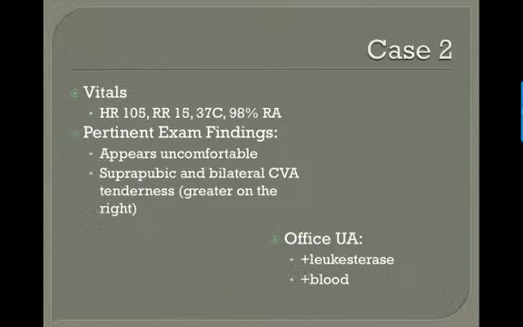Heart rate is 105. She's afebrile, satting fine. She appears uncomfortable, clutching her right side. She's pacing the room, not able to find a good position. On exam, she has some suprapubic tenderness and some right CVA tenderness more than left. You get a UA in the office, which shows leukocytes and blood, and you also have a negative pregnancy test as well.